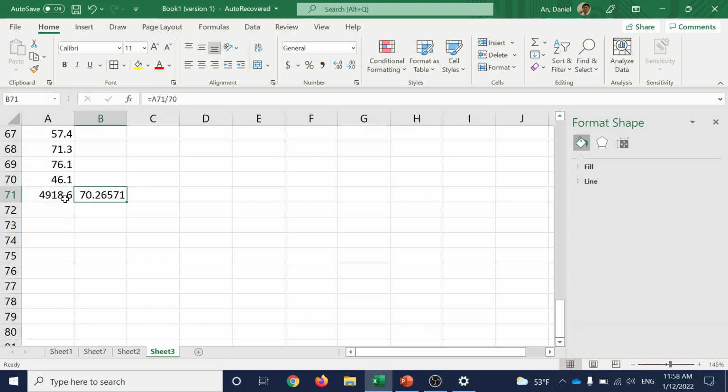What I did was, if I wanted to compute something, I put an equal sign in this blank area, and then just write whatever you want to compute. I wanted to divide this number by 70, and that's how I got this number, 70.3. Is that good? All right.